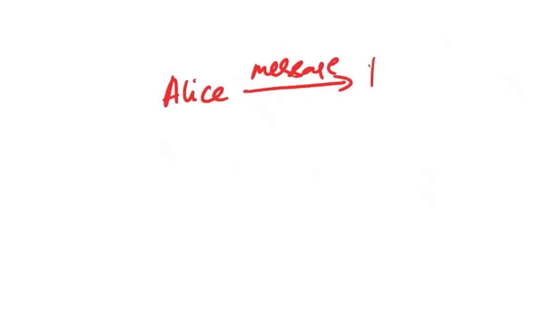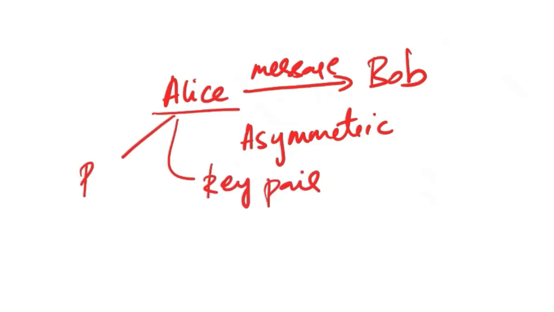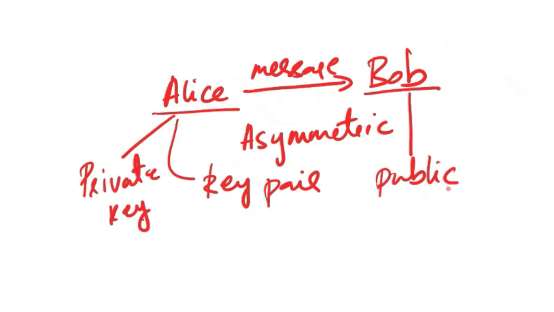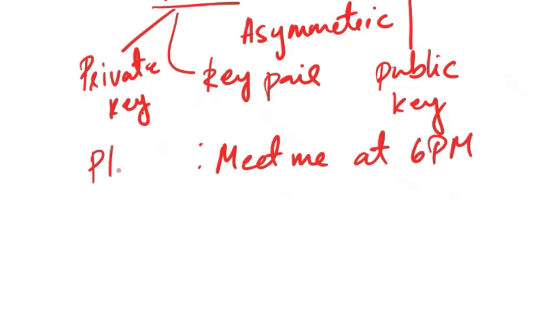Let's see an example again. Again, consider that Alice wants to send a confidential message to Bob, and now she is using asymmetric cryptography to do that. First, she generates a key pair consisting of a public key and a private key. She keeps the private key and then shares the public key with Bob. The message is again, meet me at 6 p.m. That is the plain text.